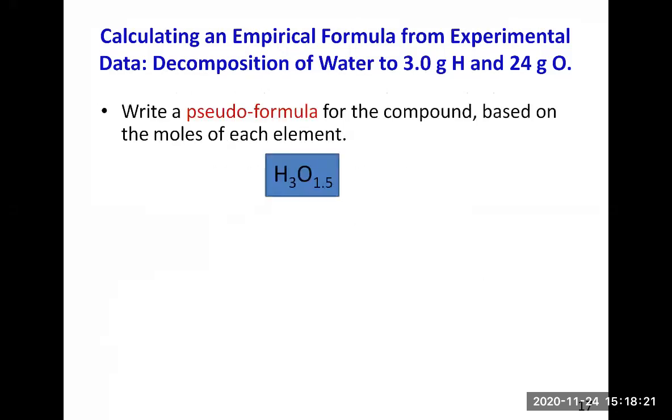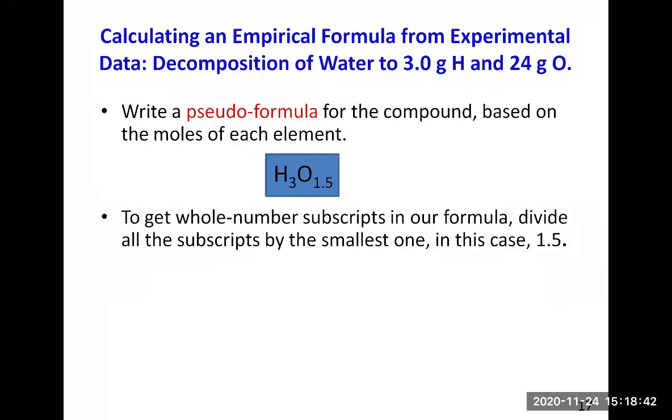So the next step is to write the pseudo formula for the compound based on the moles of each element. And so here we have 3 moles of hydrogen and 1.5 moles of oxygen. So you use those numbers as subscripts. And so that pseudo formula would look like this, H3O1.5.